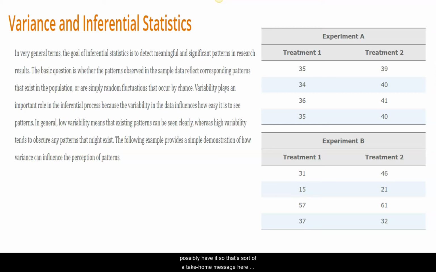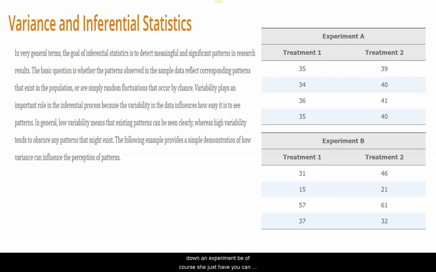But nonetheless, that's something I strongly prefer if I could possibly have it. So that's sort of a take-home message here as a preview for future times, is that we'll have inference tests that rely on variability to some degree. It'll be a difference between the sample mean and the population mean divided by how variable it is. And if there's too much variability, it tends to undercut that inference and may not yield statistical significance.